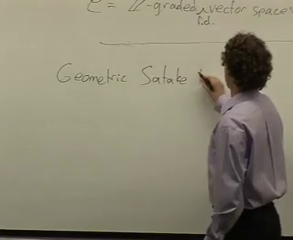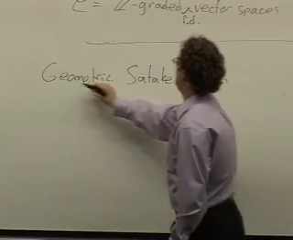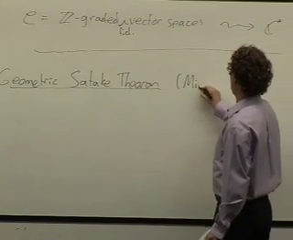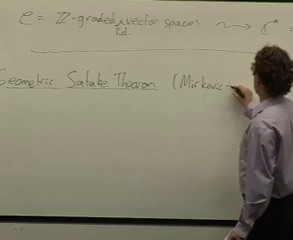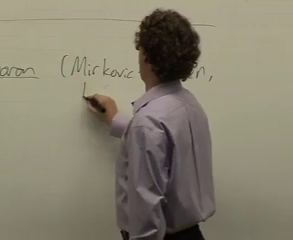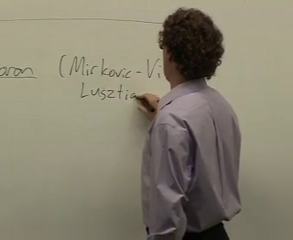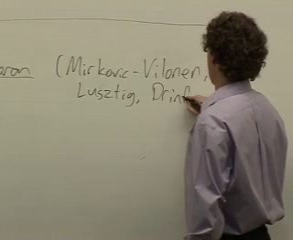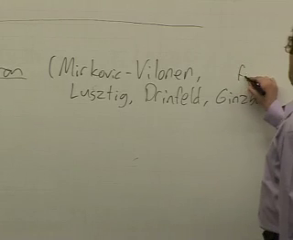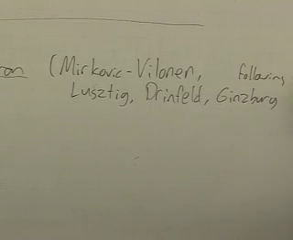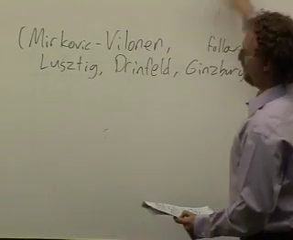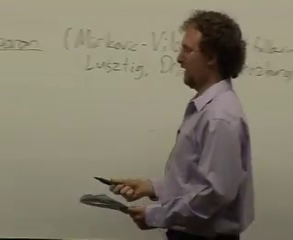So this is the geometric Satake theorem. And this has a long history. Kind of the strongest form, it's due to Mirkovic and Vilonen. And this is based on works following works of Lusztig and Drinfeld and Ginzburg. This has some complicated history. And the geometric Satake theorem is the definition of the Langlands dual group.